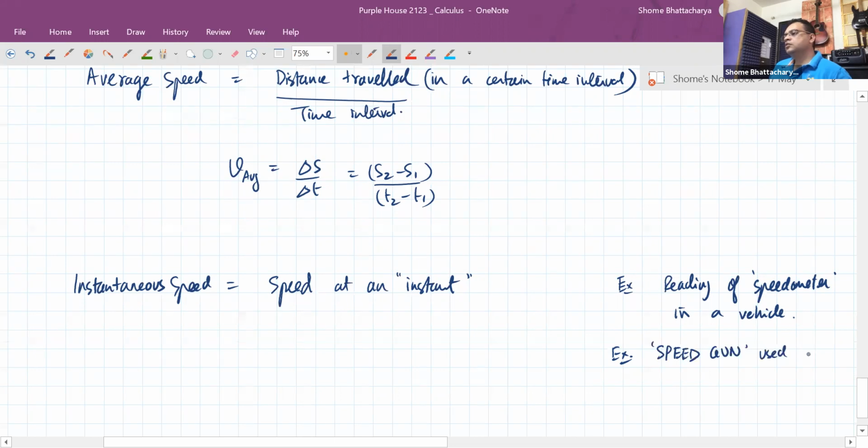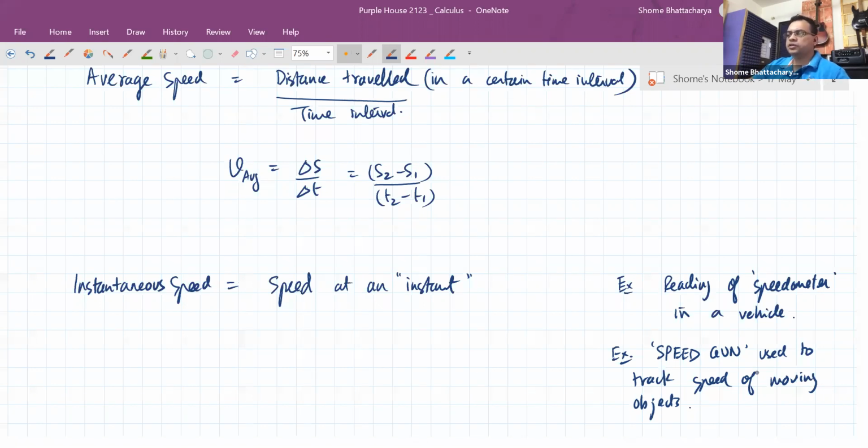Used to track the speed of moving objects. Like you have speed guns in baseball or speed guns in cricket to measure the speed at which a bowler is bowling. Or you have a speed gun in tennis to measure the speed at which a player is serving the tennis ball, etc.